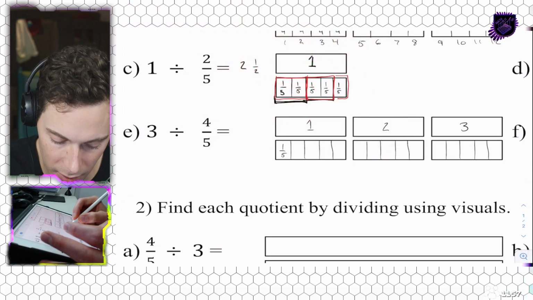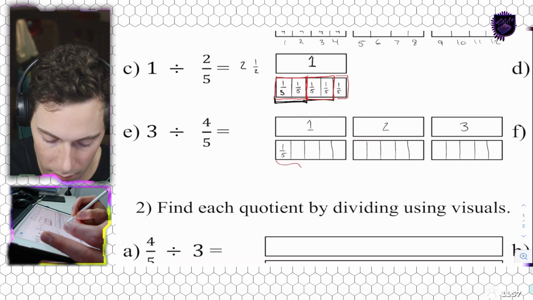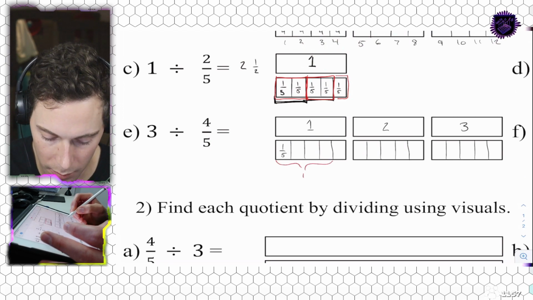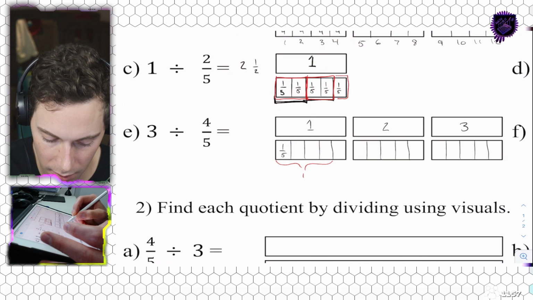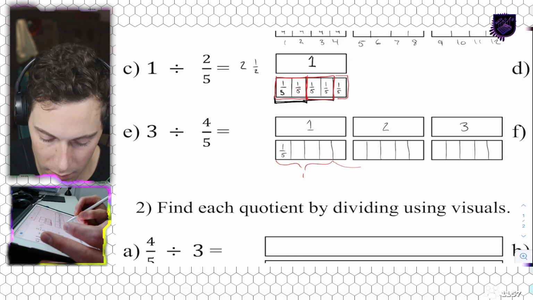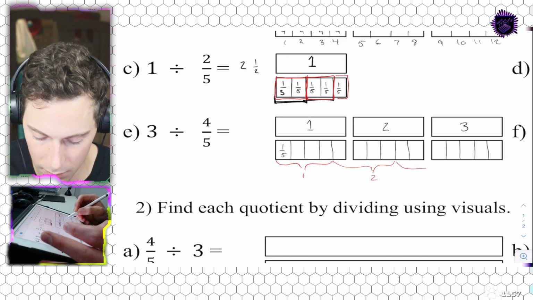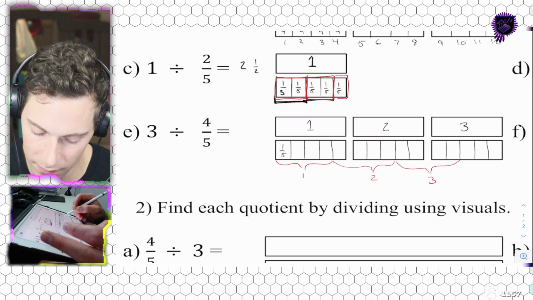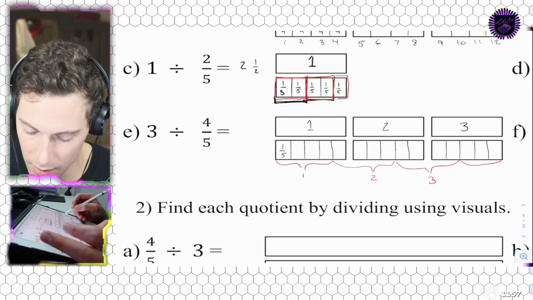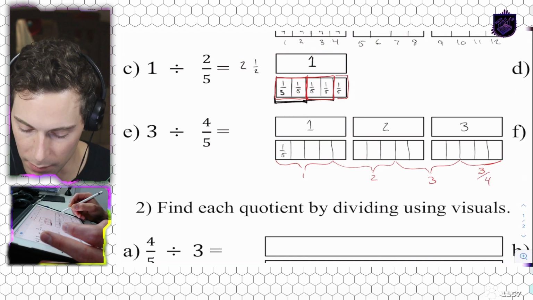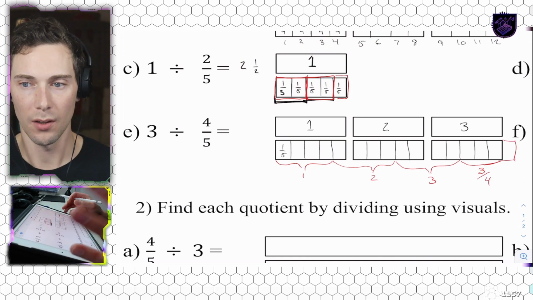So the first group is going to go... There's my 1 group. Now it's going from here, from here to here. There's my second group. Third group. And then I have 3 out of 4. Because I don't have this one here. 3 out of 4.